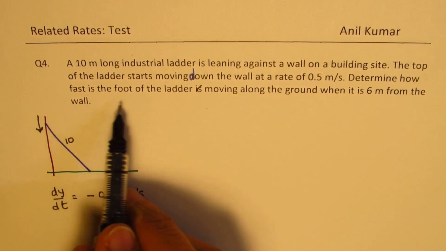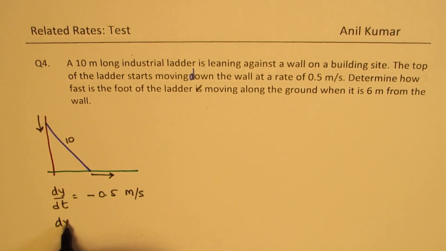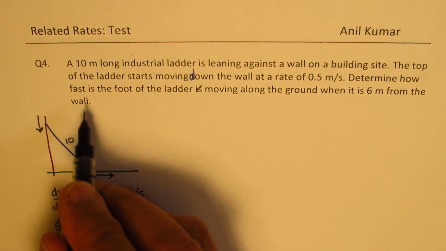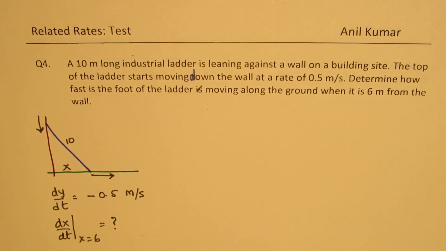Determine how fast the foot of the ladder is moving. So we need to find dx/dt when it is 6 meters from the wall, when this x is equal to 6. That is what we need to figure out.